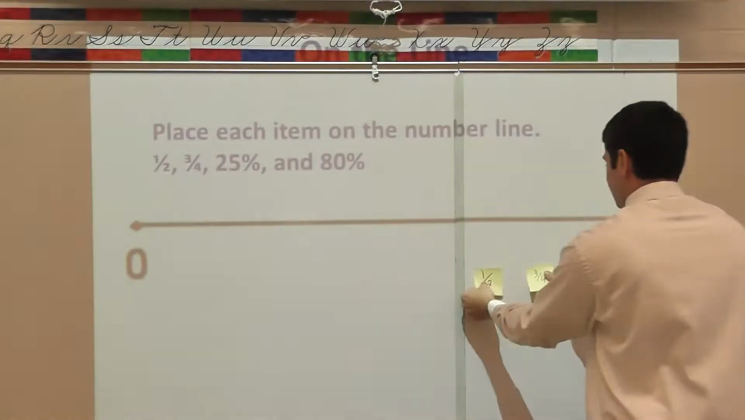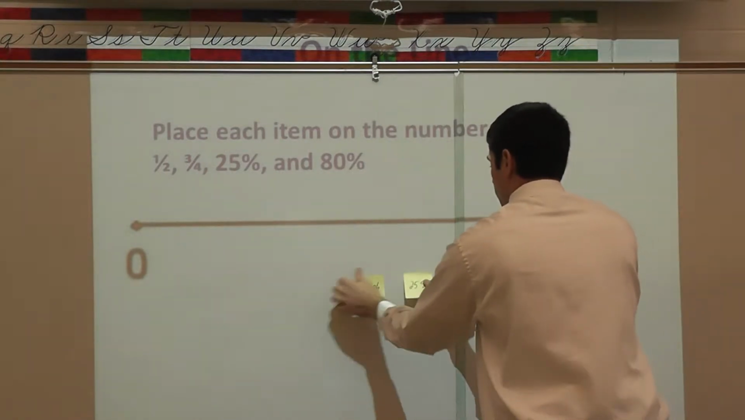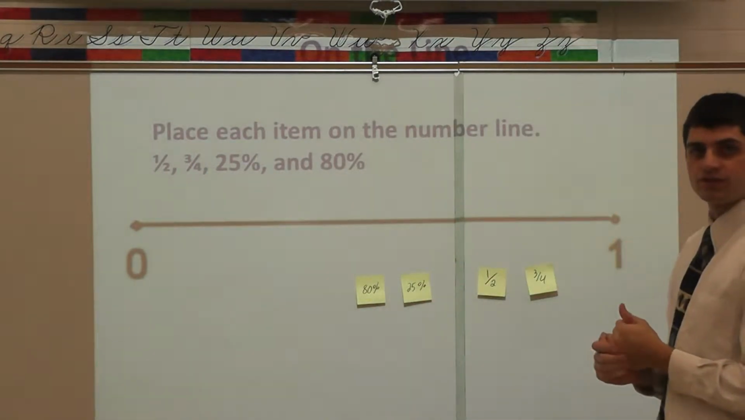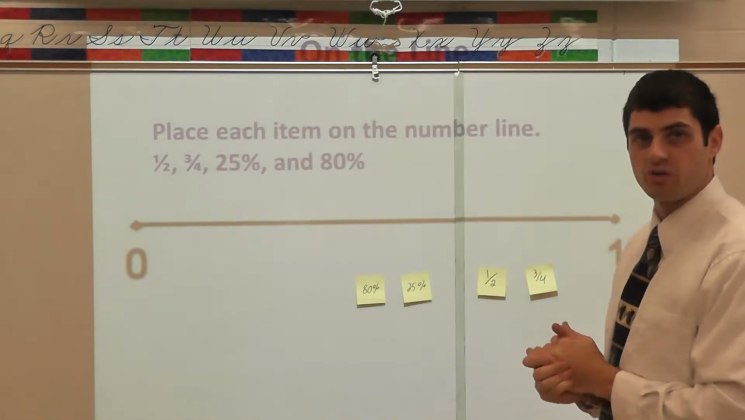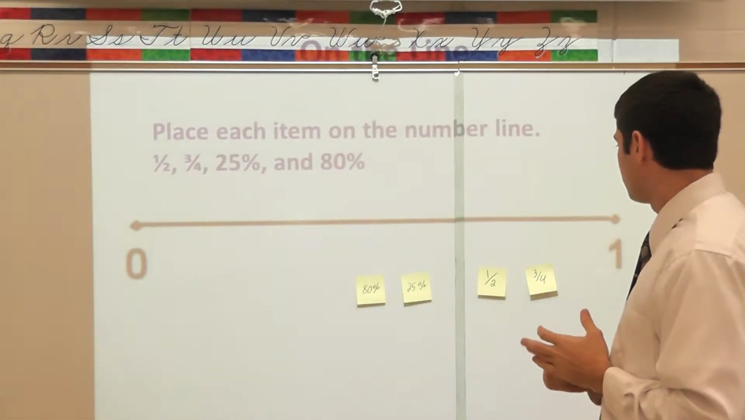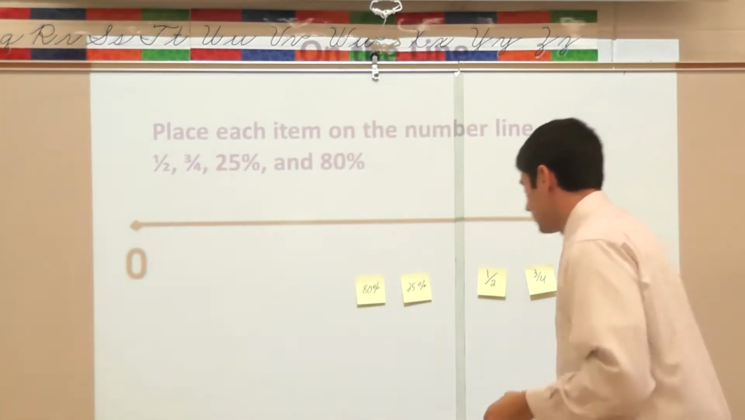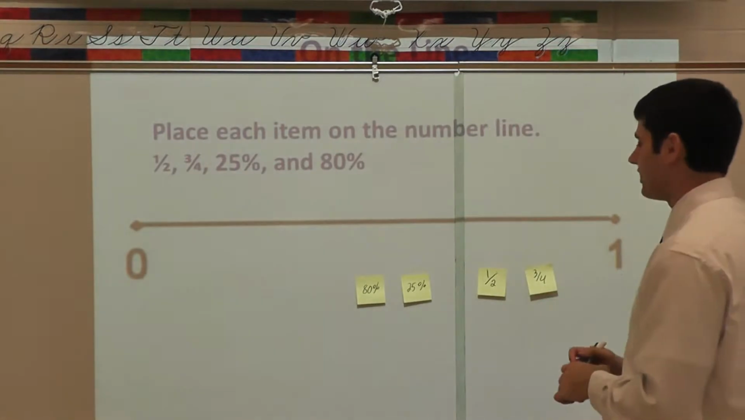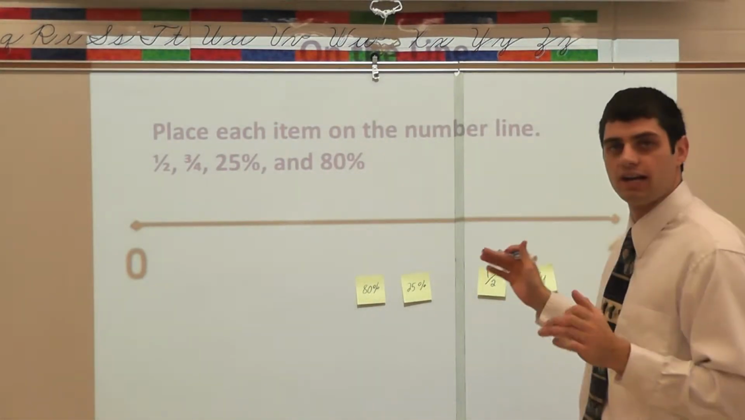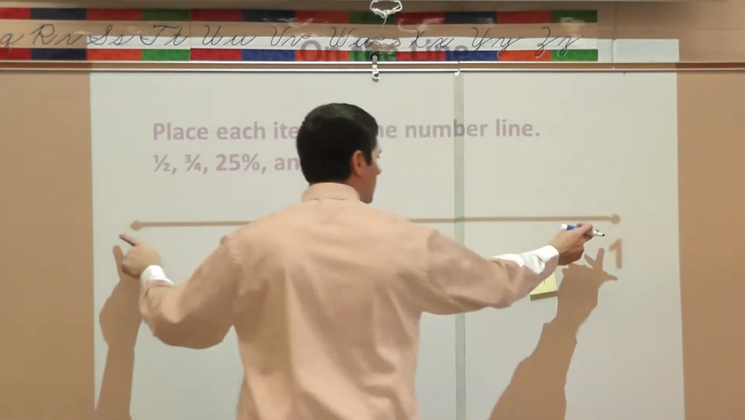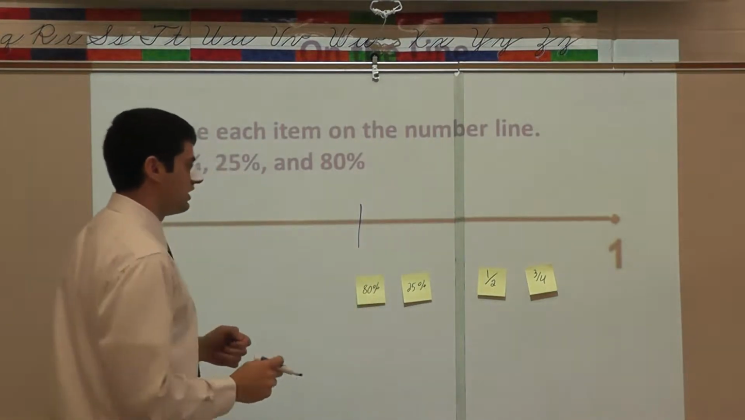So I'm going to bring my sticky notes here. Here's my 1/2, my 3/4, my 80%, and my 25%. I have to think of a plan of action of where I'm going to place these between 0 and 1. Well, I know between 0 and 1, 1/2 is halfway between. So I'm going to guesstimate, a guess and an estimation, where half of this line would be. From here to here, I would say half would be about right here.